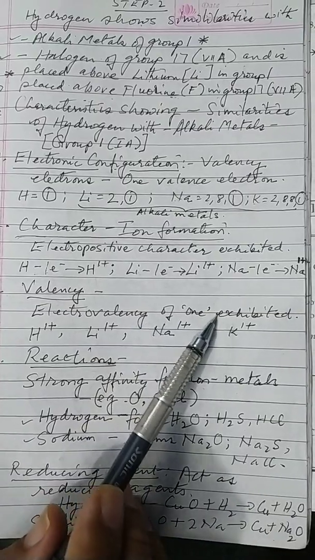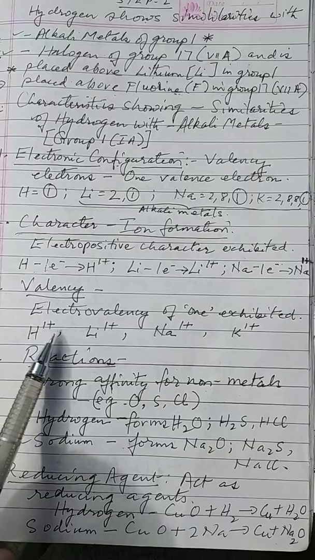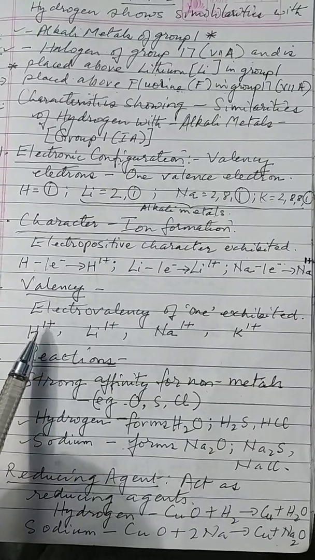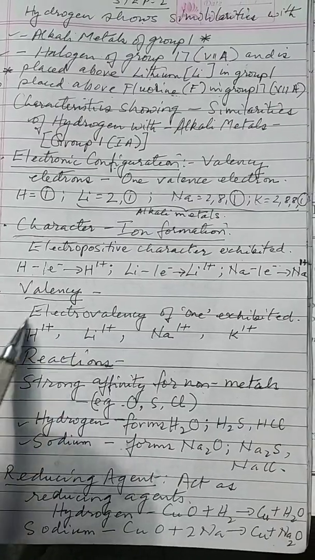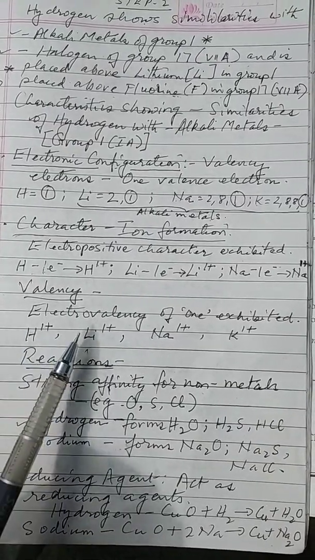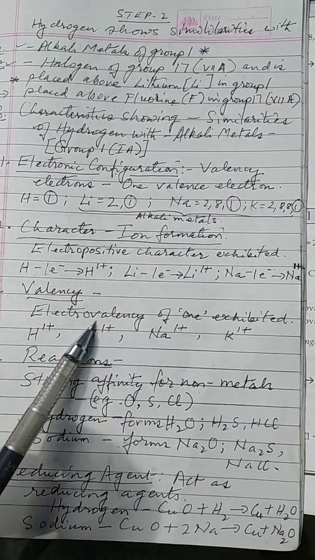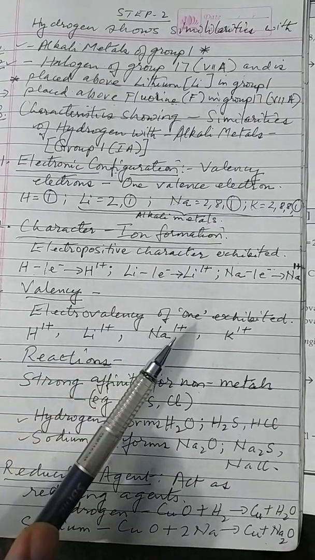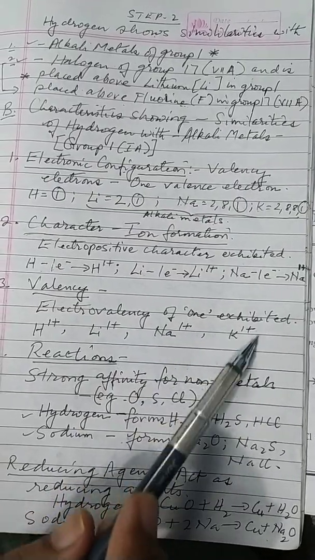Electrovalency of one is exhibited. Like in hydrogen, it becomes an electrovalent carrying one valency. And what is this valency? A positive valency. Likewise, lithium also, after losing one electron, shows a positive valency or electrovalency. Likewise, sodium also shows a positive ion, and potassium also.